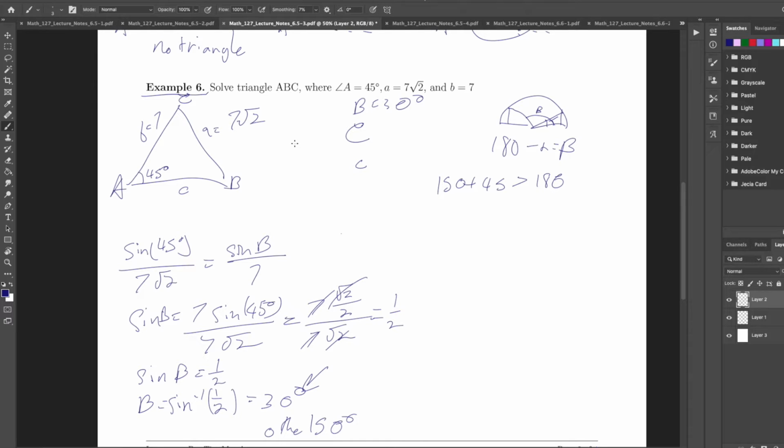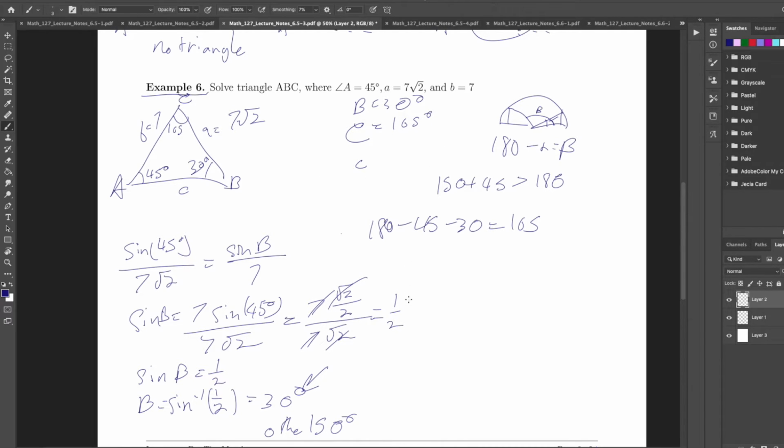Okay? Alright, now that we know two angles, we can figure out the third. So we know that C is 180 minus 45 minus 30, and that's equal to 105. And so if I put 105 right here, I now have all my angles: 105 degrees.